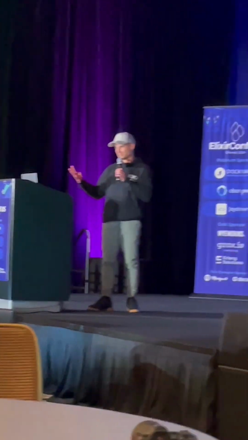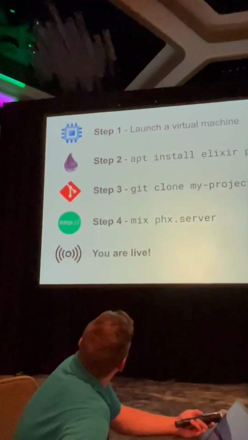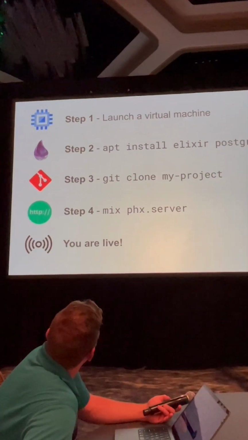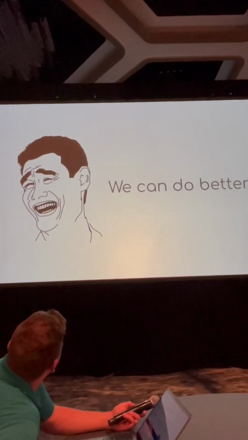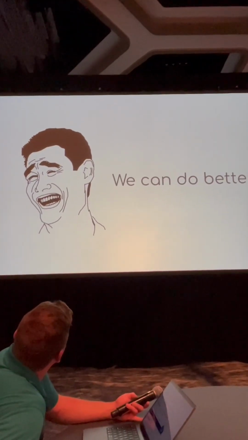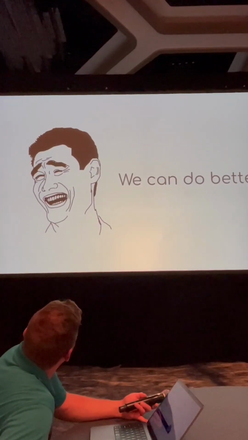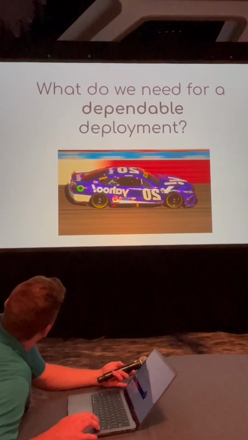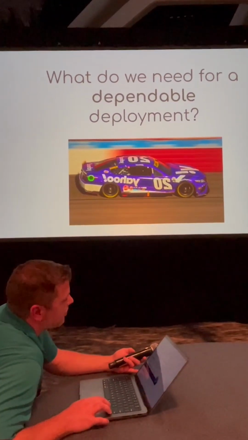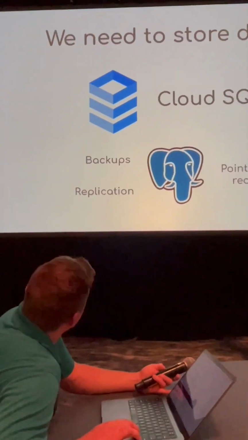So there's 4 steps. Launch a virtual machine, apt install, clone the project, run mix phx.server, you're good to go. Just kidding, we can do better than that. We can take advantage of some more managed services here. So the question is, what do you need in order to have a dependable deployment system set up for a production environment? Well, first thing you need is a place to store your data.